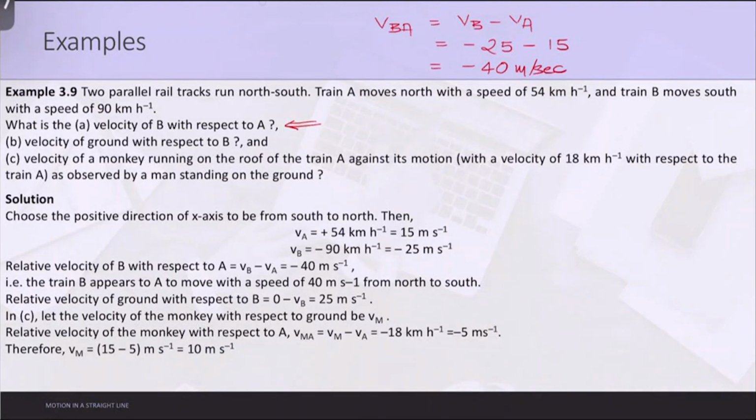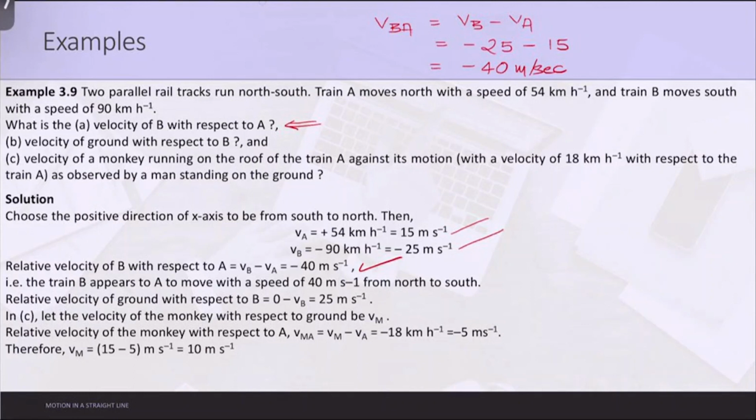So choose the positive direction of x-axis to be from south to north. Then VA is 15, VB is minus 25. So south to north, that is the positive direction. Okay. So the relative velocity of B with respect to A is VB minus VA, which is equal to minus 40 meter per second. That is, train B appears to A to move with a speed of 40 meter per second from north to south.